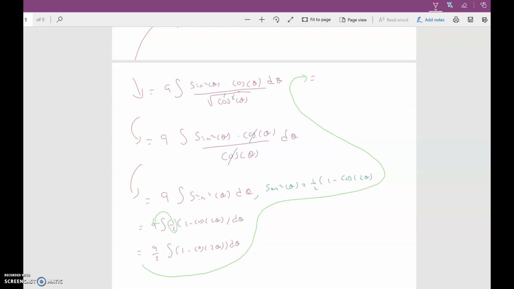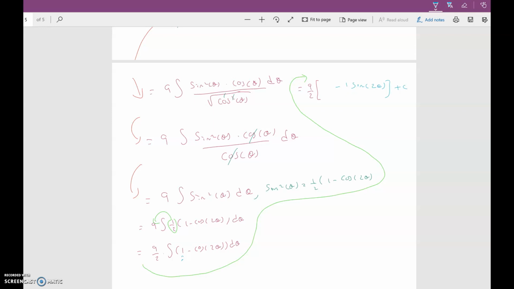Okay, so I'm just going to keep the 9/2 on the outside. So this is going to be equivalent to 9/2 times... Let me actually evaluate both of these. For the value of 1, we're just going to get theta. And then we're going to get, technically a minus, and in this case, it's going to be 1/2 sine of 2 theta, plus the constant of integration.